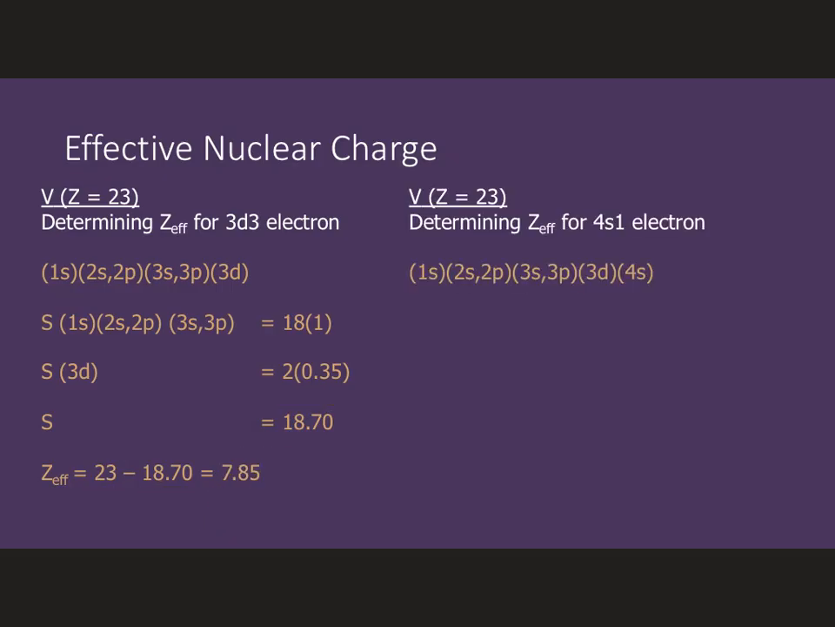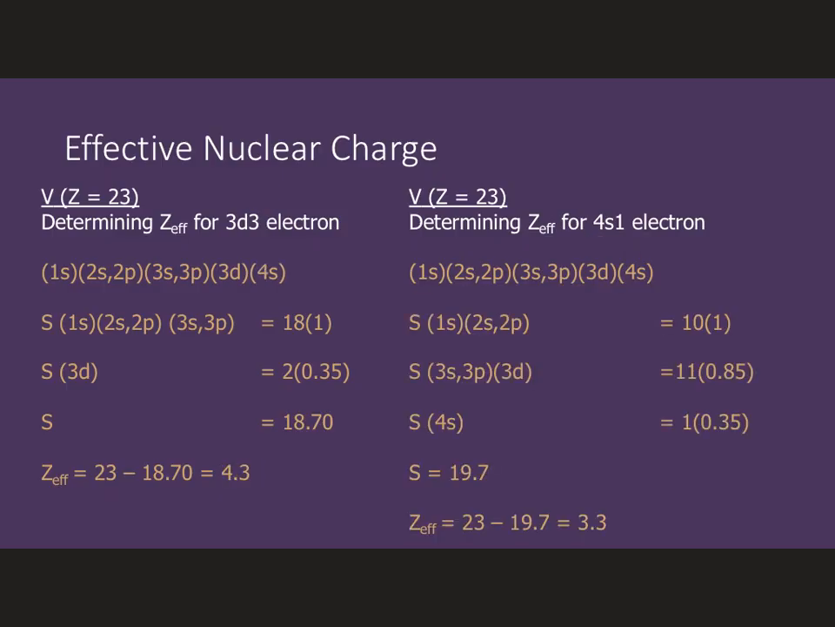Now let's compare that to looking at the effective nuclear charge on the 4s1 electron. So now we're going to write out all of our groups again, where now we go all the way out to 4s. Now we're dealing with s electrons instead of over here we were thinking about d electrons. So now we have to think about a slightly different rule set and put it together in a slightly different way. So let's do that.